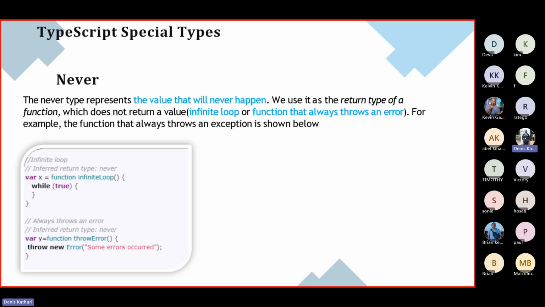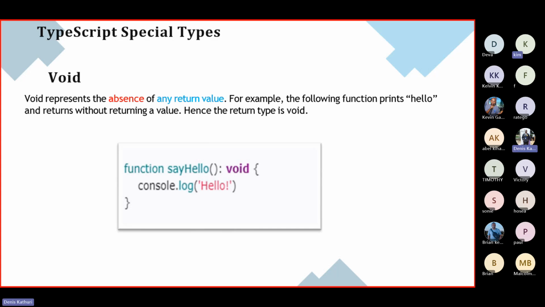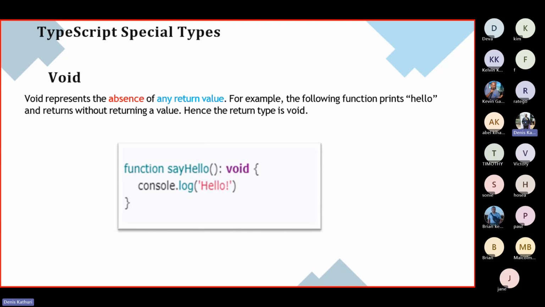Then we have a function that throws an error, so you need to give it a return type of never. Another special type in TypeScript is void, and void represents the absence of any return value. Mostly it's used on functions that do not return anything, like a function that says hello. You type it with void because we are just console logging the message hello. We'll demonstrate this in our VS Code.